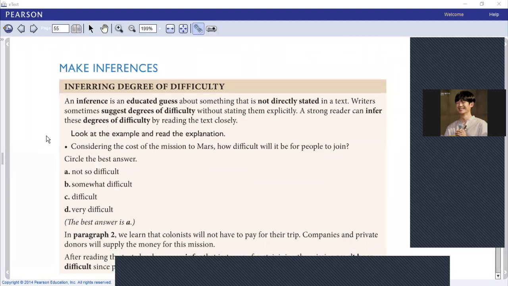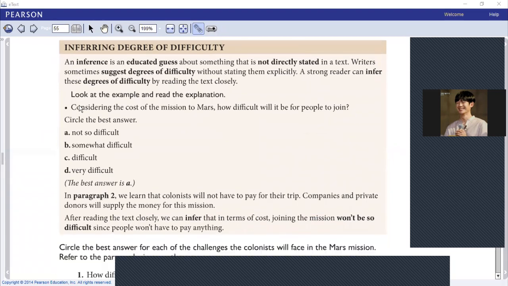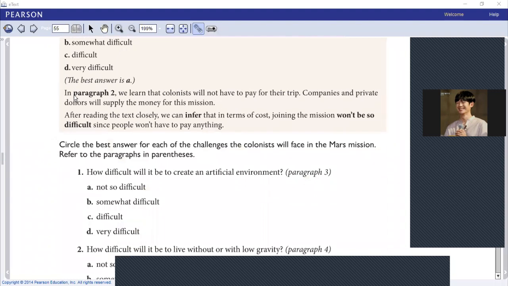Okay, that brings us to making inferences. Remember, an educated guess about something that is not directly stated. So we're basically just looking at facts and parts of a text, and then we correlate that, we connect that all in order to get a deeper meaning, to really understand the underlying meaning of what we're looking at. Now, we're doing this by understanding the degree of difficulty. So here we have 4 questions.